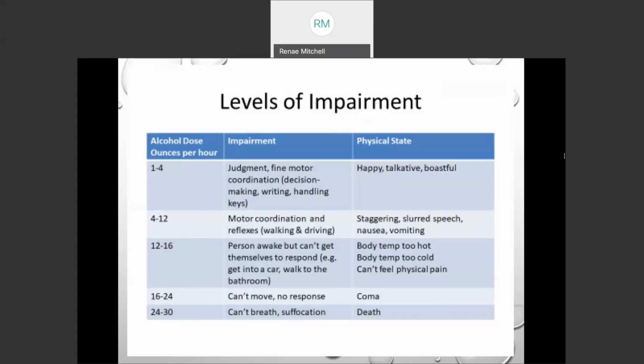4 to 12 ounces per hour, and you're starting to get an impact on walking and driving, muscle motor coordination, moving around. You start seeing someone sort of have a stagger when they walk, a slurred speech. You might see nausea or vomiting.